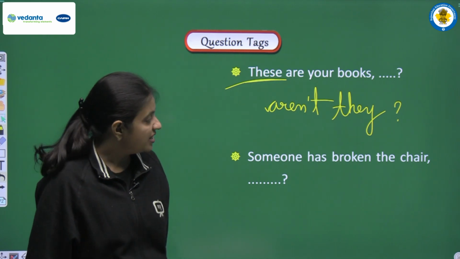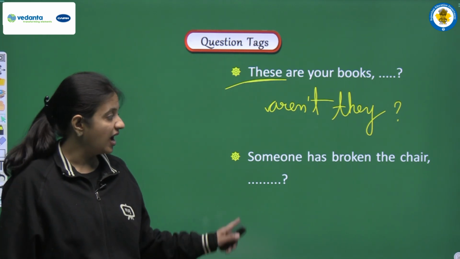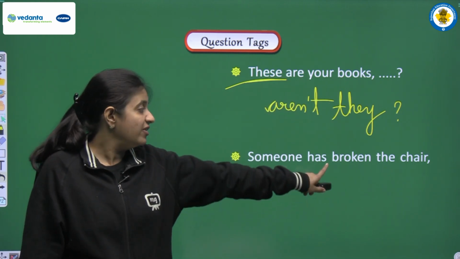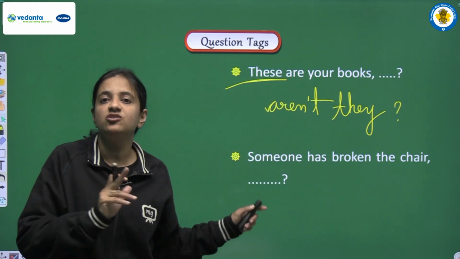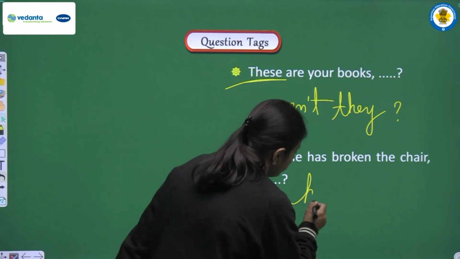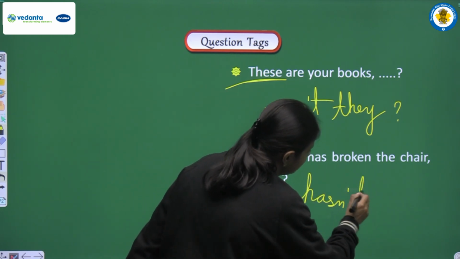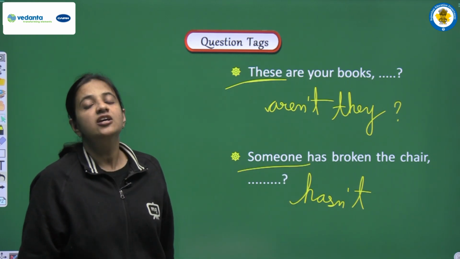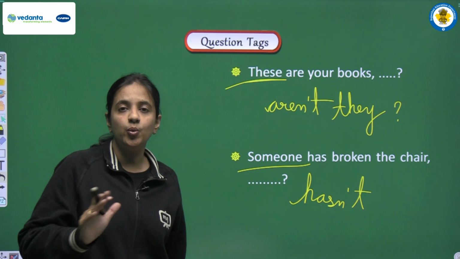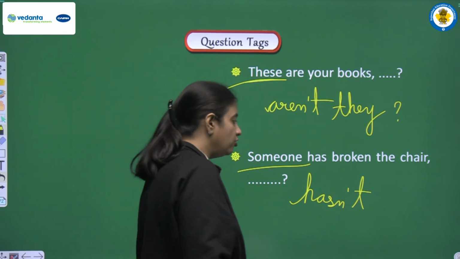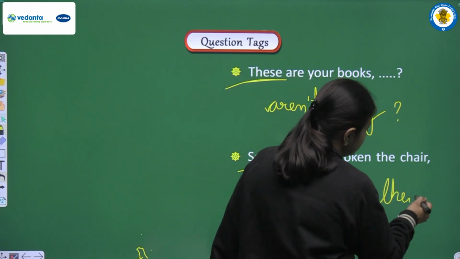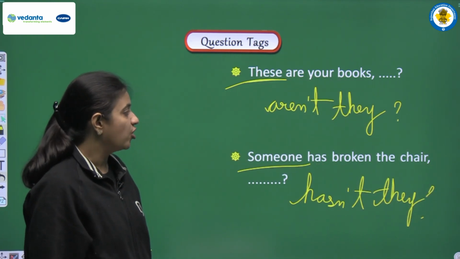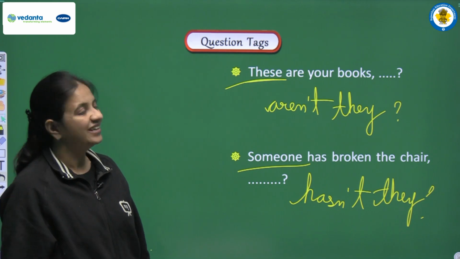Next is someone has broken the chair. So we are having a positive statement here. So the question tag will be a negative one. We are having has. So has plus not, it will be hasn't. So first of all let's write hasn't. Now let's talk about the pronoun. We are having someone as the subject. So if we are having someone, no one, anyone, such words, always as the pronoun we have to write they. So here the sentence will be someone has broken the chair, hasn't they.